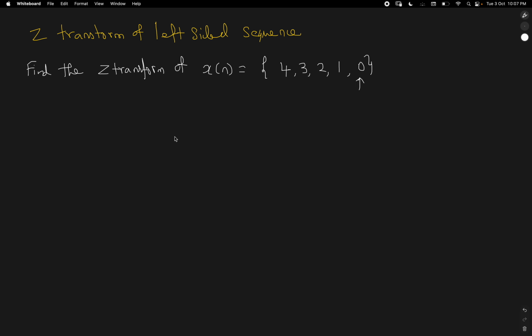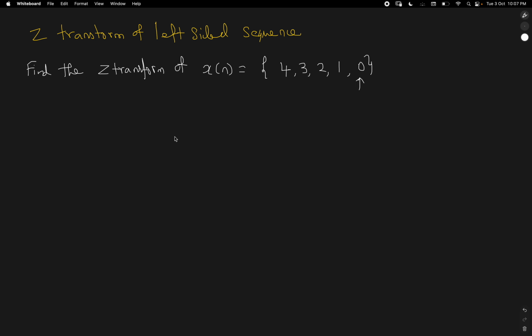Now we are going to see the Z transform of a left-sided sequence. The given problem is to find the Z transform of x of n, which is equal to 4, 3, 2, 1, 0. Here there is an arrow mark mentioned. That arrow mark is on the value 0.